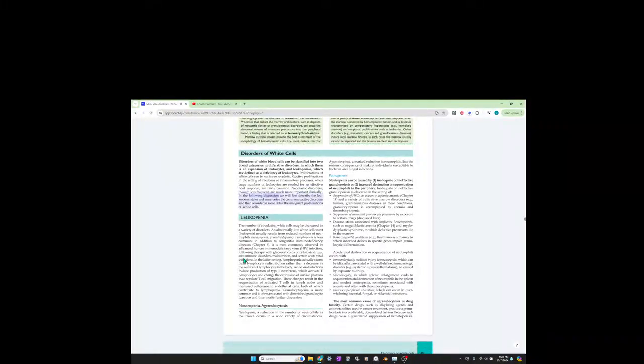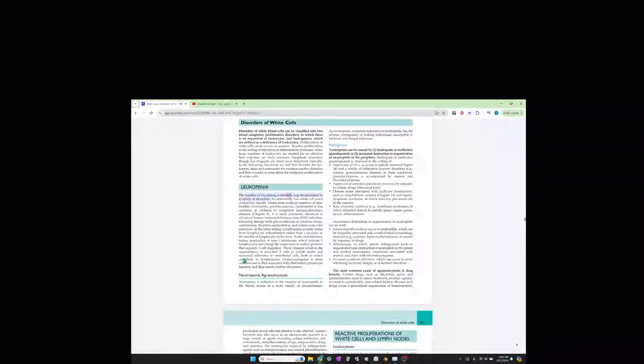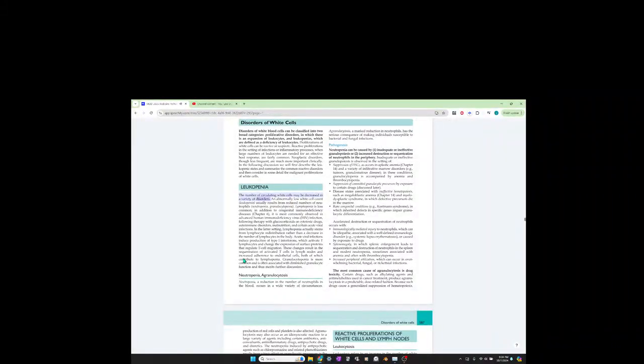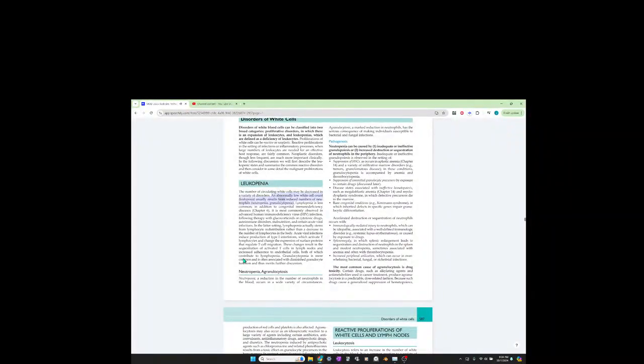In the following discussion, we will first describe the leukopenic states and summarize the common reactive disorders, and then consider in some detail the malignant proliferations of white cells. Leukopenia. The number of circulating white cells may be decreased in a variety of disorders. An abnormally low white cell count usually results from reduced numbers of neutrophils.